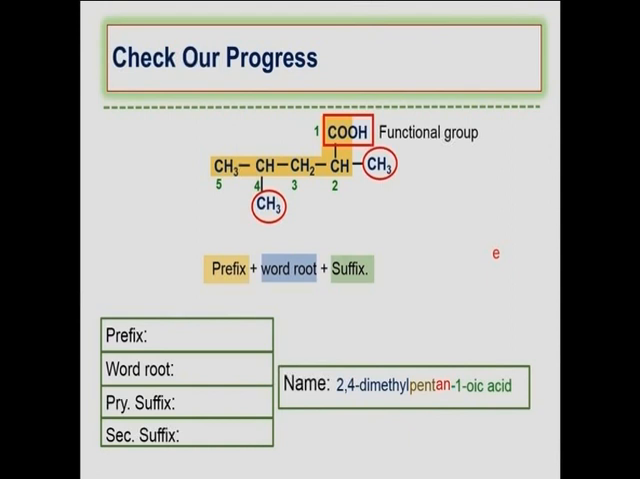And the name of this compound is 2,4-dimethyl pentanoic acid, or you can also call it 2,4-dimethyl 1-pentanoic acid. So from here what we get is there are 2 methyl groups, one at carbon number 2, another at carbon number 4. Pent means there are 5 carbon atoms in the parent chain, and oic acid means carboxylic acid is the functional group. That is what we get from this name.